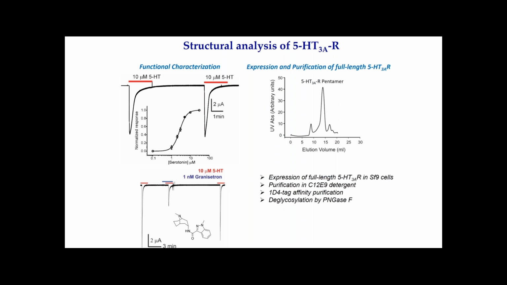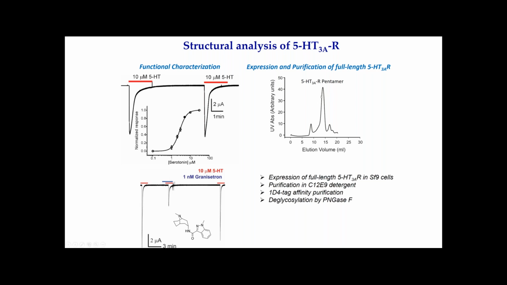We started with expressing full-length receptors, and we started with a homopentameric form, and again, simplicity at this point. We expressed this in Sf9 insect cells using the baculovirus expression system. Membranes were extracted with C12E9 detergent. In this case, we used a 1D4 tag for affinity purification of the receptors.